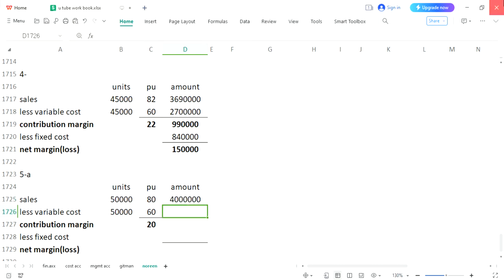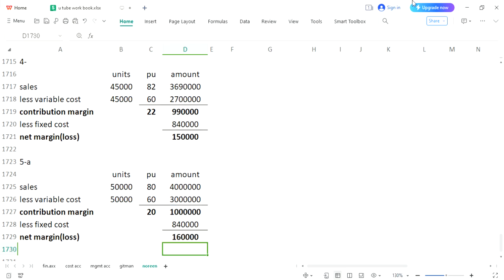Sale has been calculated. Calculate variable cost by multiplying units and per unit variable cost 60. Time to calculate contribution margin by subtracting variable cost from sales. Contribution margin arrived. 840,000 is your fixed cost. And finally you will calculate net margin by subtracting fixed cost from the contribution margin. Contribution margin 1 million, and you will subtract your fixed cost 840,000. So we have got profit.